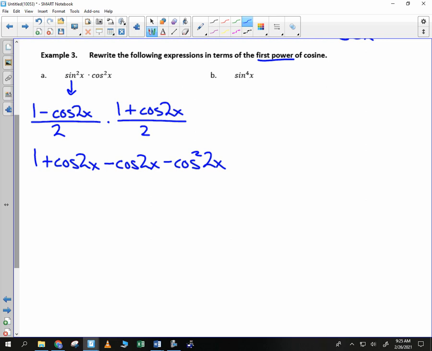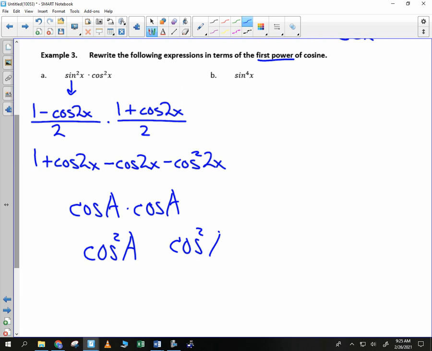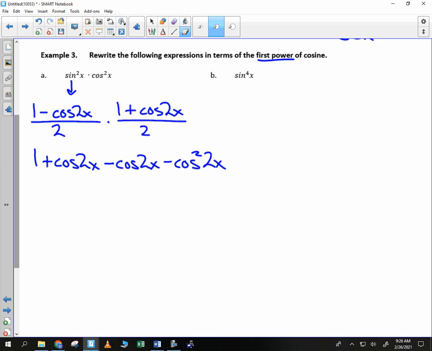Don't write this down, but I just want you to think about this. If I have cosine of A times cosine of A, we write that as cosine squared of A. We don't write that as cosine squared of A squared. We didn't actually do anything to the actual angle. So leave the angle alone. We all okay? All right, that's a point of confusion that comes up. You can see why I don't want to do this over a video, okay? Because there are some little nuances here.